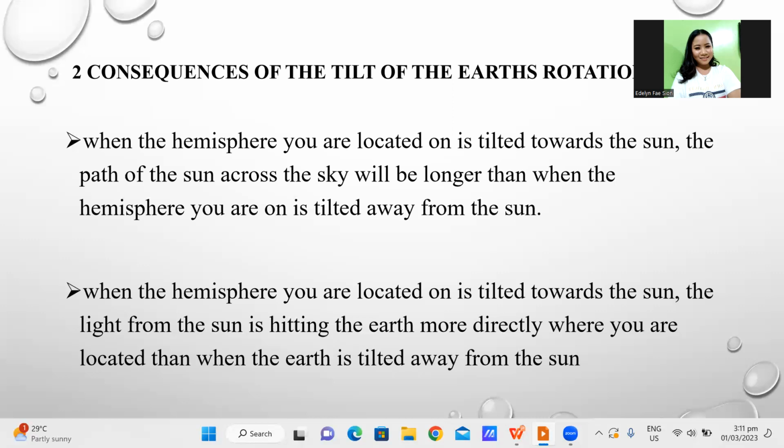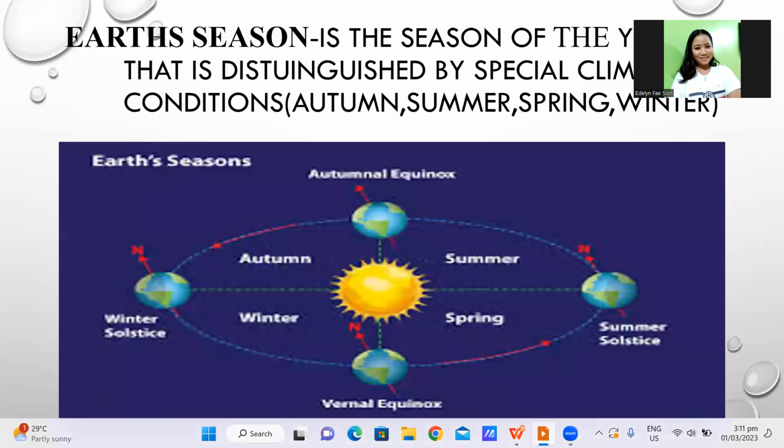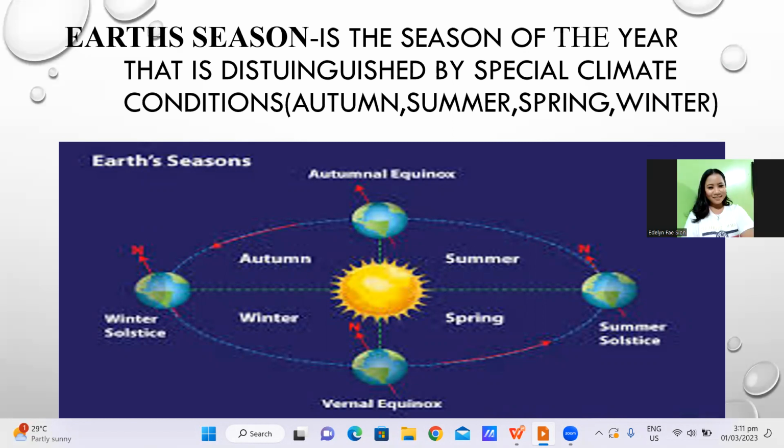So we proceed now to the earth seasons. The seasons of the year are distinguished by special climate conditions. These are autumn, summer, spring, and winter.